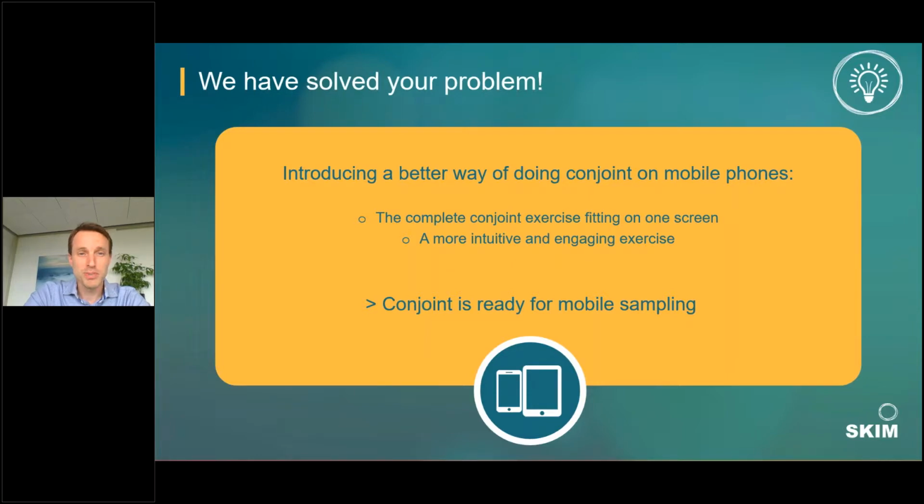First of all, we're going to introduce a new, better way of doing conjoint research on mobile phones. So how do we do that? We fit a conjoint exercise on one screen, and it will be more intuitive and engaging than what is there at the moment. So we think conjoint is now ready for mobile sampling. And in this webinar, I'm going to show you how.